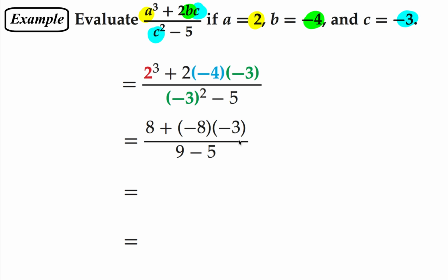Now this division bar is also a grouping symbol. So that means we can't do this actual division until we have a single number on the top and a single number on the bottom. So we have to get those all together. So the next thing to do would be to multiply this -8 and -3, which is going to give us a positive 24. And now we could do both the addition and subtraction at the same time. So in the numerator we would have 32, denominator will have 4, and 32 divided by 4 is 8.